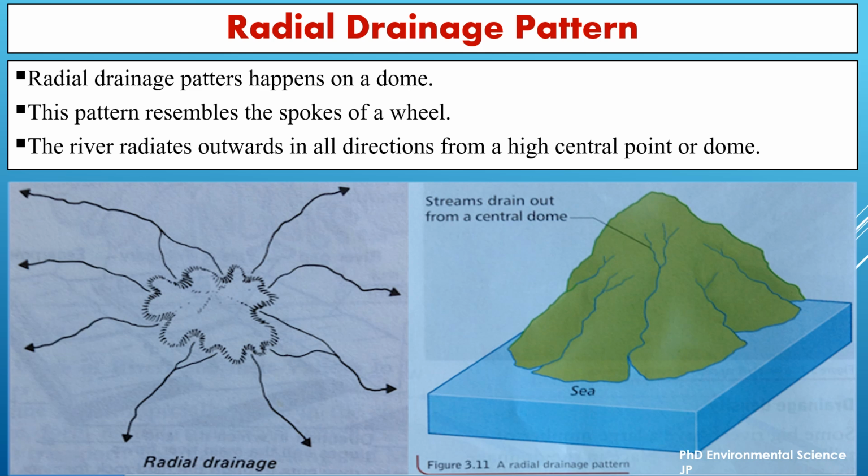The radial drainage pattern occurs when streams and rivers flow outward from a central high point, resembling the spokes of a wheel. This pattern typically develops around a dome-like or elevated landform. The pattern is characterized by a central elevated area, such as a dome, volcano, or mountain peak. The drainage system radiates outward from this central high point. Rivers and streams flow away from the central dome in a radial fashion, creating a pattern where the channels spread out like spokes on a wheel.